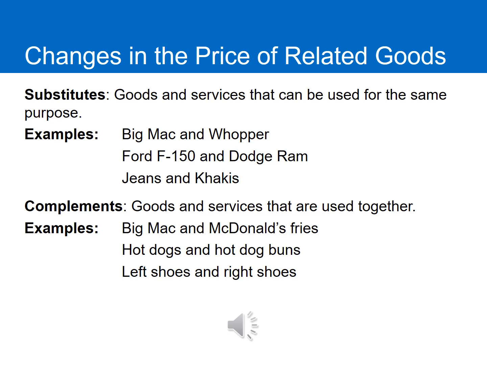We can also have complementary goods. These are goods and services that are used together. So for example, Big Macs and McDonald's fries, hot dogs and hot dog buns, left shoes and right shoes. When you buy one, you're going to typically purchase the other. Whereas with substitutes, purchasing one will decrease the amount of the other you purchase. For complementary goods, the more you purchase one, the more you're going to want to purchase the other.